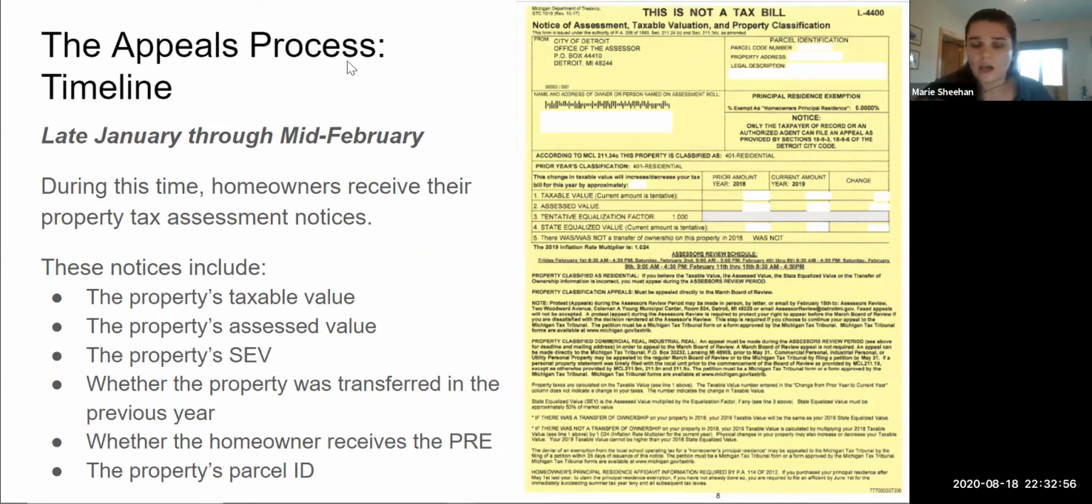So if you look at the box on the document, the first value that's listed is the taxable value, and it will list it for the current tax year and the previous tax year. It will note if there's any changes. The same for assessed value, it lists the equalization factor and then the state equalized value. And then lastly, it notes if the property was transferred in the previous year, which would impact whether or not taxable value equals state equalized value, or whether taxable value is an adjusted version of the previous year's taxable value.